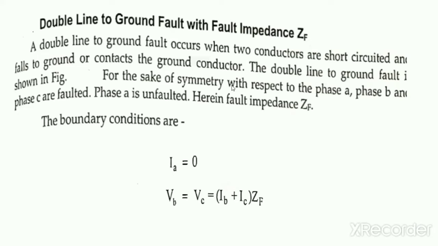Therefore, as the A phase is open circuited, IA is equal to 0, and VB is equal to VC is equal to IB plus IC into ZF. Why? Because we are connecting the fault impedance ZF in between the B and the C phases and ground, that is the fault impedance.